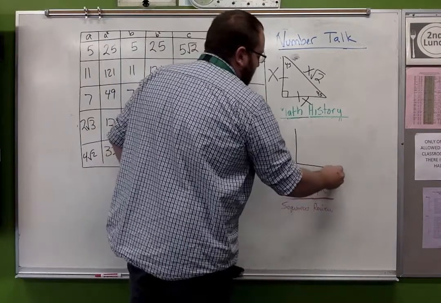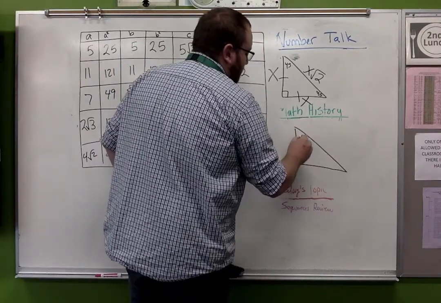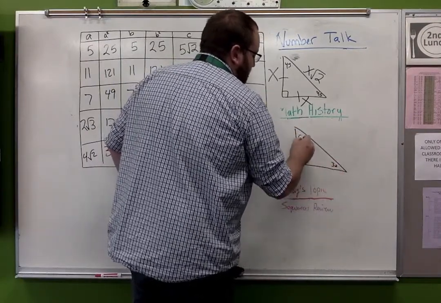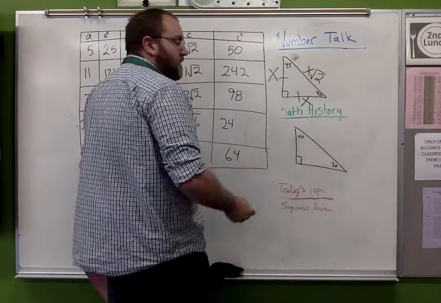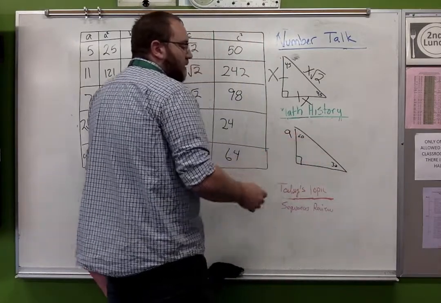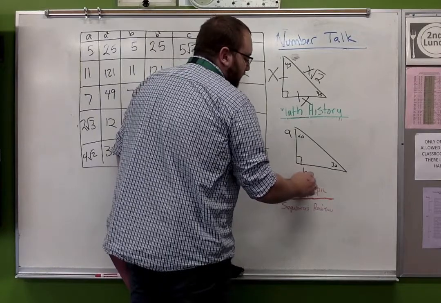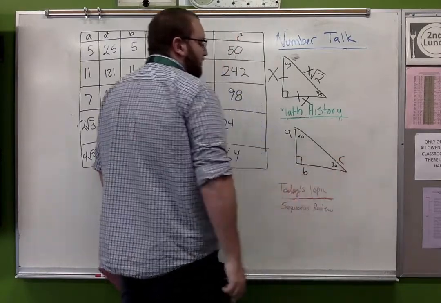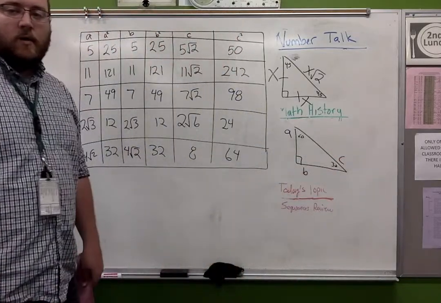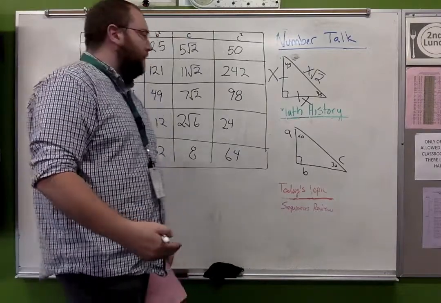So here's 30, 60, 90. So this is 30, 60, 90. Now, the side across from 30 is going to be A. The side across from 60 is B. And hypotenuse is obviously C. Now, A and B are not equal anymore because 60 is not equal to 30.